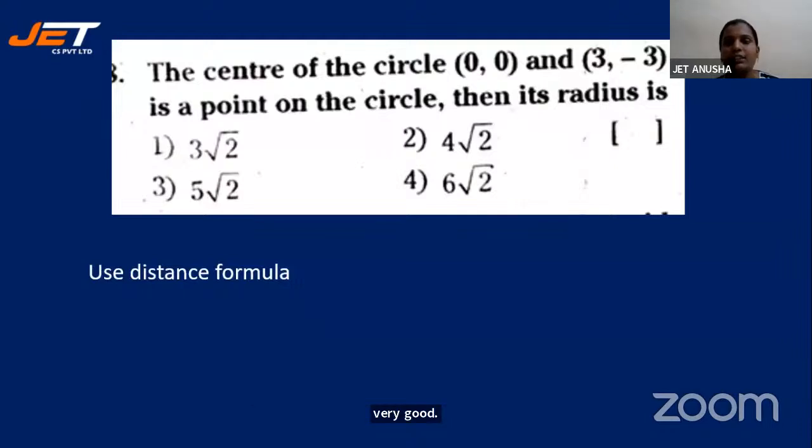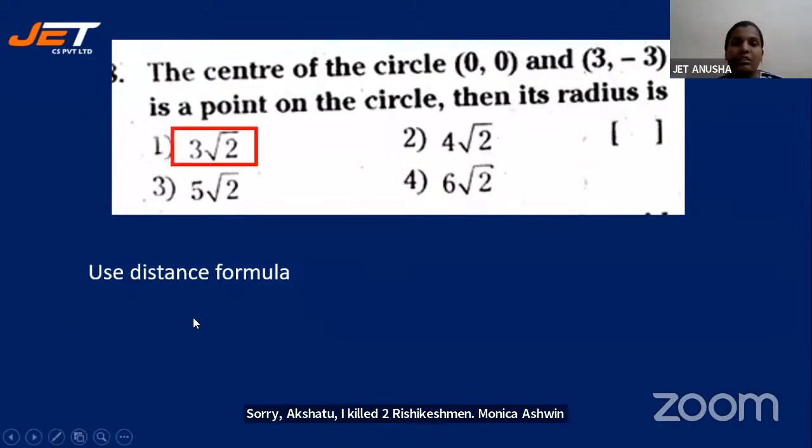The center of the circle (0, 0) and (3, -3) is a point on the circle. Then its radius is. You need to use the distance formula. Ramcharan 2. Akshaya 2, Swati 1, Akhil 2, Rishikesh 1, Monica, Ashwin 3. So let's see what is the correct answer. First option is correct. Amulya, very good. So few gave me correct answers.